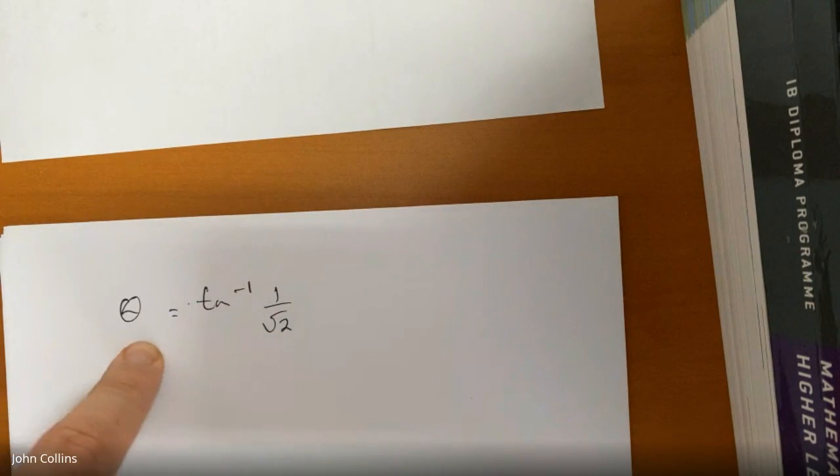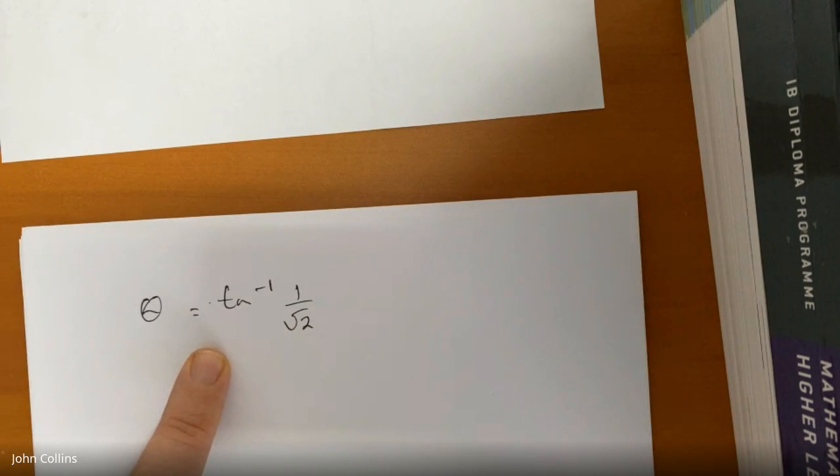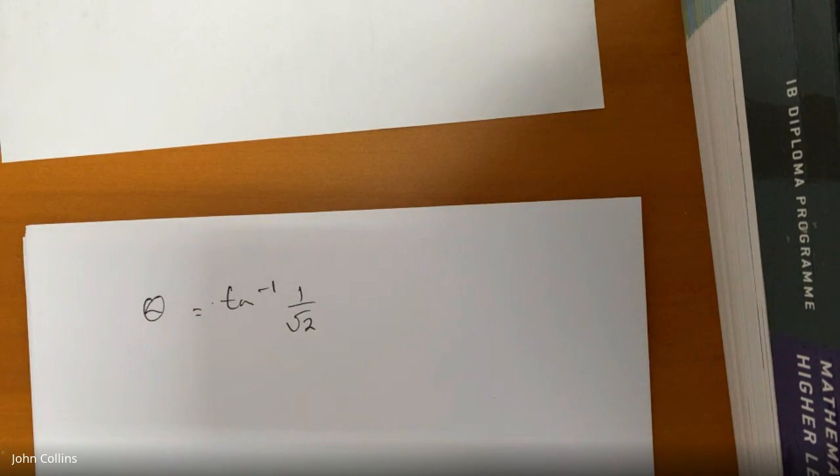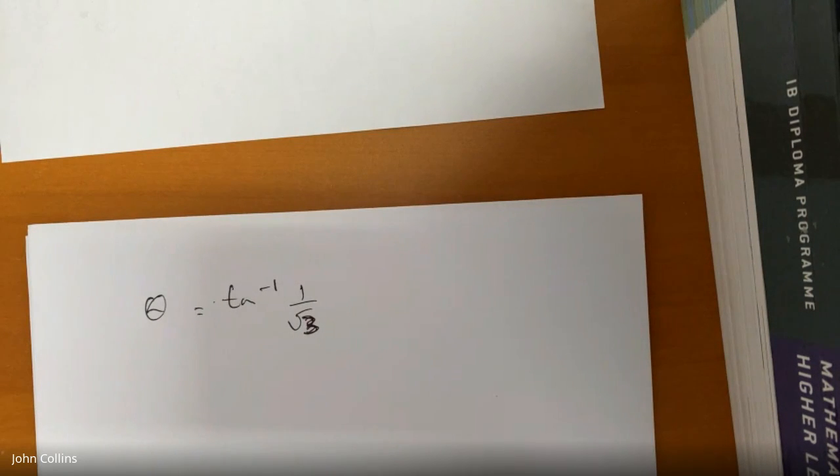What angle is that? It's 1 over root 3, tan to the negative 1. 60 degrees? You sure? That's right, 30 degrees. So it gave me an angle. Well, then I know what the angle is. So what is theta? Pi over 6. Woohoo, done.